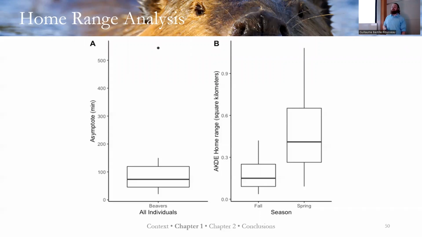And then in figure B, on the x-axis, we just have the seasons, fall and spring. And the y-axis is the AKDE home range estimates in terms of square kilometers. And we found that spring had higher or larger home range estimates than in fall. But I'll note it's not much. I mean, these are mostly all under about half a square kilometer. So these are some really tiny home ranges that they're using.